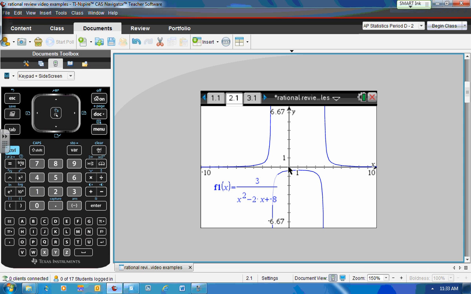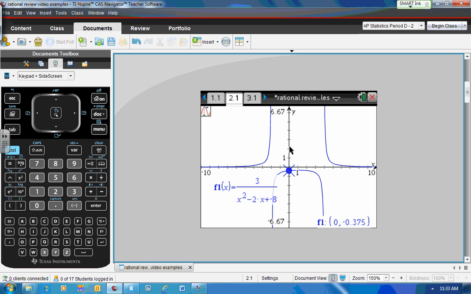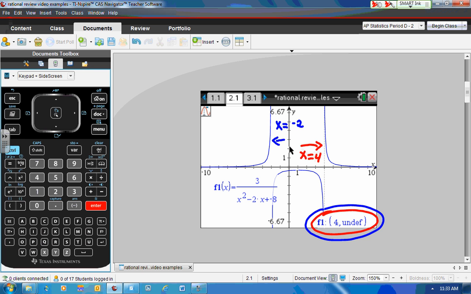So I know that I have a domain restriction at negative 2. Let's key that in. So I need to go to menu and trace and graph trace and key in negative 2. And I see once again that x equals negative 2 is a vertical asymptote, and down here it tells me the function is undefined at negative 2. Let's key in our other domain restriction, 4, and I notice that that results over here in a vertical asymptote at x equals 4, and it also tells me down here that the function is undefined when x equals 4.